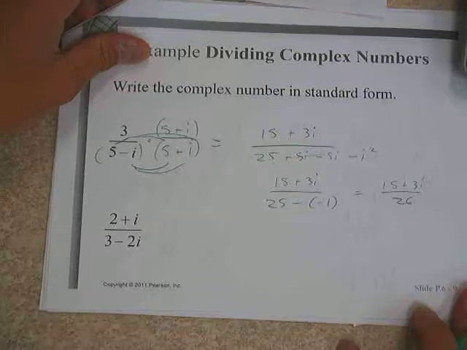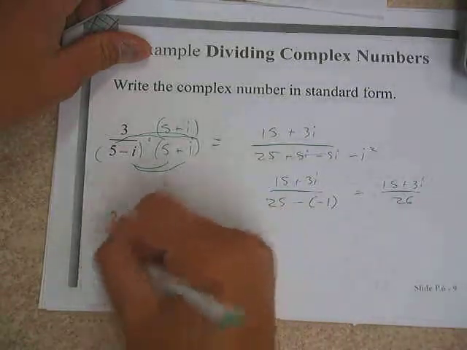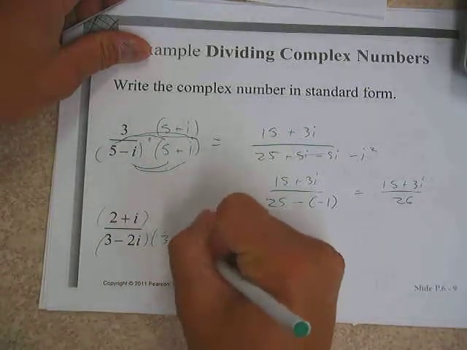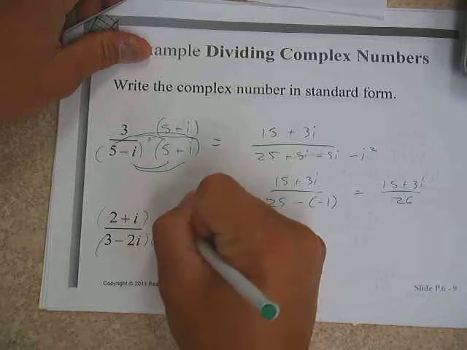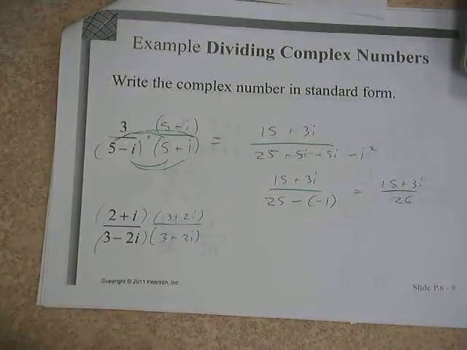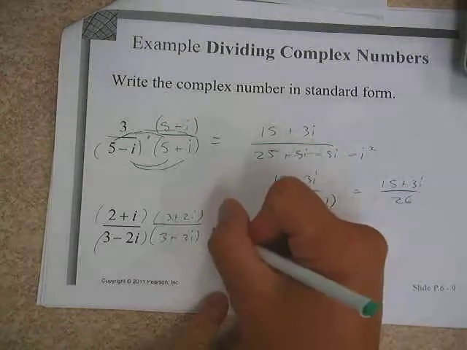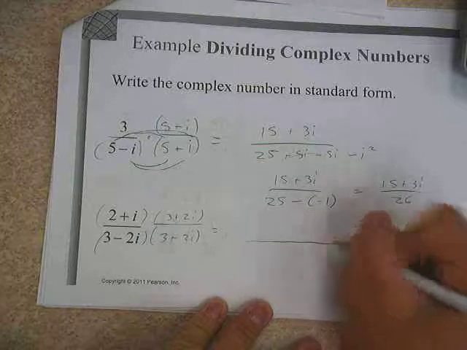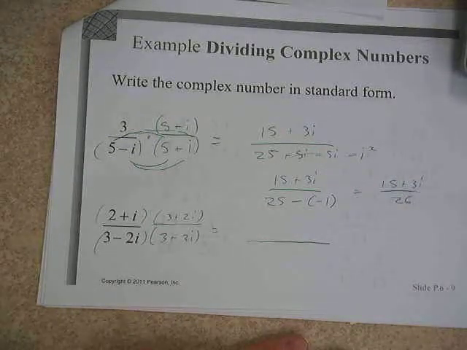Questions on any of the algebra that I did there? Alright, so if we follow suit on the bottom one here, we do 3 plus 2i, and we multiply by the complex conjugate of the bottom. Let's see what we get on top.